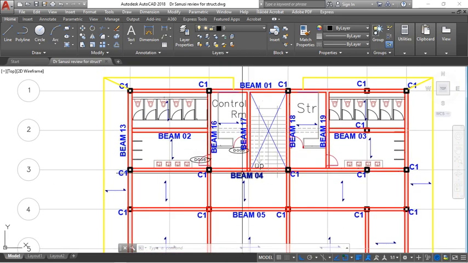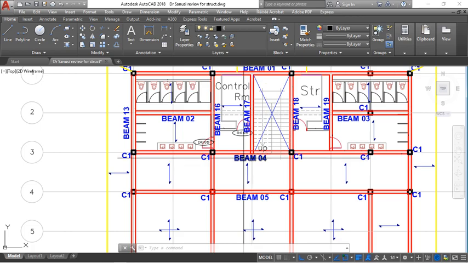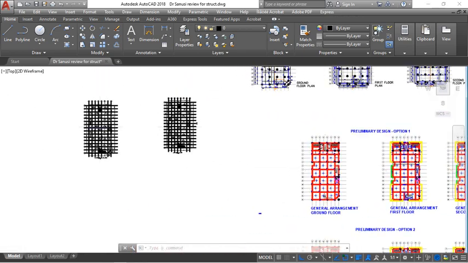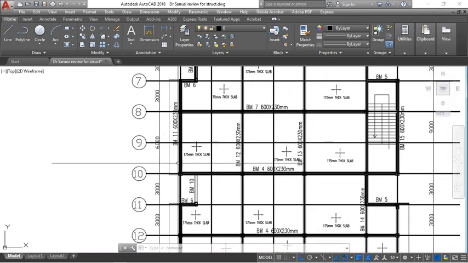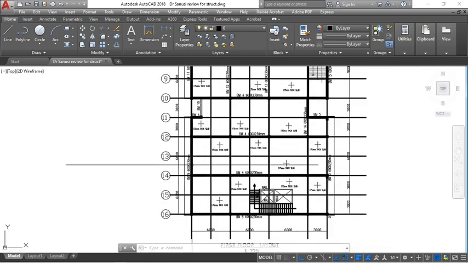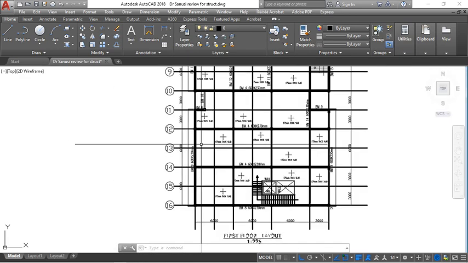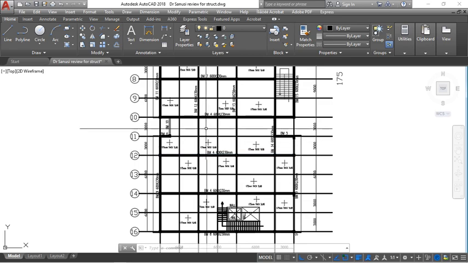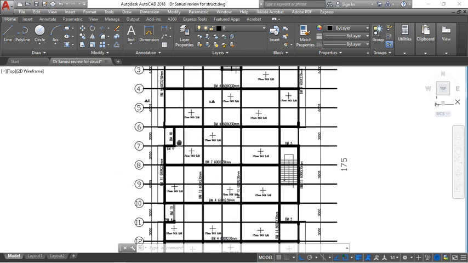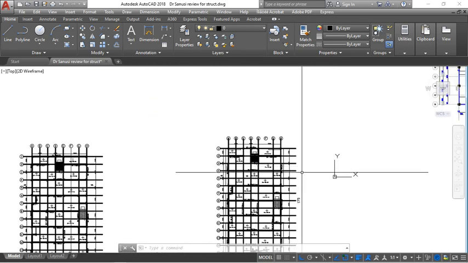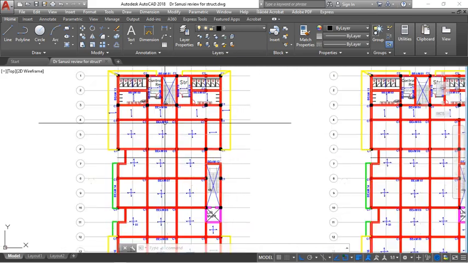Like I said, if this is not done properly, then definitely some loads will be missing, which will not be considered during the analysis and design stage, and that can be a source of problem later on. So everything has been taken care of here.